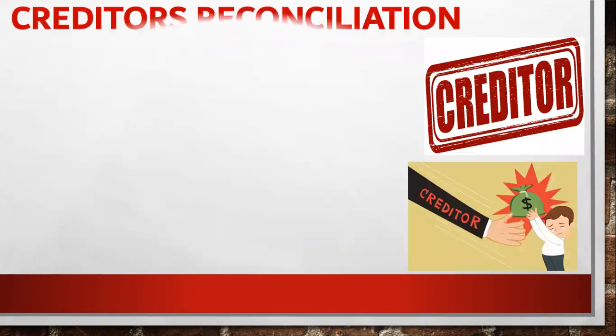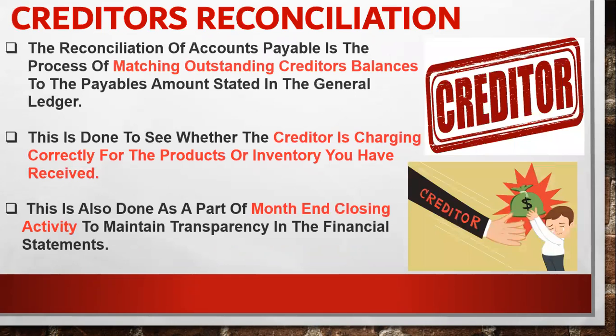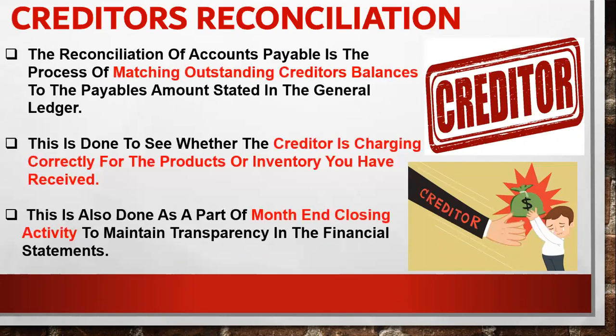So this is the creditor reconciliation. Same example you can take over here also. You'll come to know how much outstanding balance is payable. In debtor reconciliation, you know how much amount is receivable, and in creditor reconciliation, you'll come to know how much amount is payable to the party.